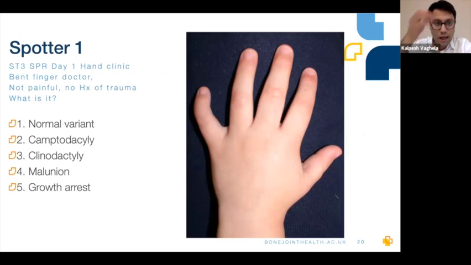So you come to clinic and you're the day one registrar and you're working for Mr. Williams, lucky you, and you get a child coming into clinic and they've got a bendy little finger. When you talk to them and take a history, they've got no history of trauma. It's not painful. So I wanted to get your thoughts about what you think this sort of deformity might be. Is it normal, or is it one of these funny situations? I'll give you a few seconds to think about that, and let me know what you think.